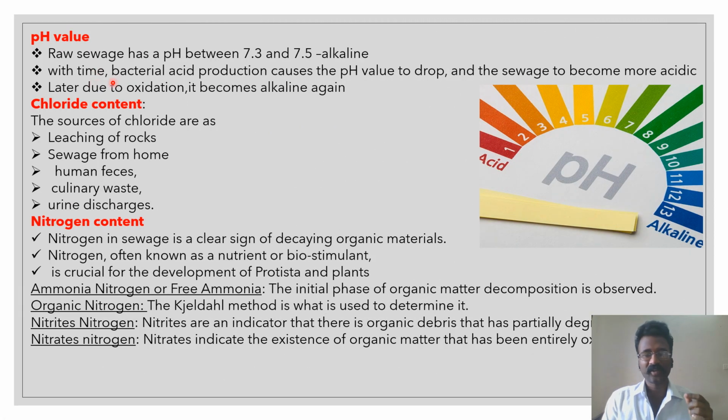So let's see pH value. So RAS pH has pH between 7.3 and 7.5, which is alkaline in nature. With time, the bacterial production will be very high. As bacteria increase, the pH value is going to drop as the sewage becomes more acidic in nature. Later, due to the bacteria oxidizing the pollutant, it will become alkaline again.